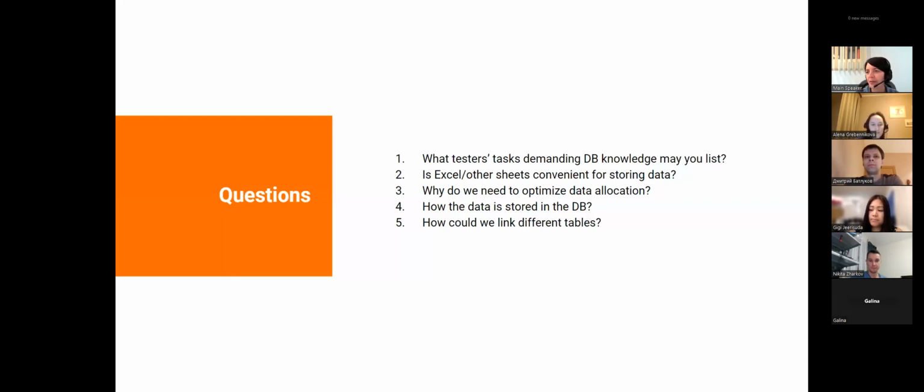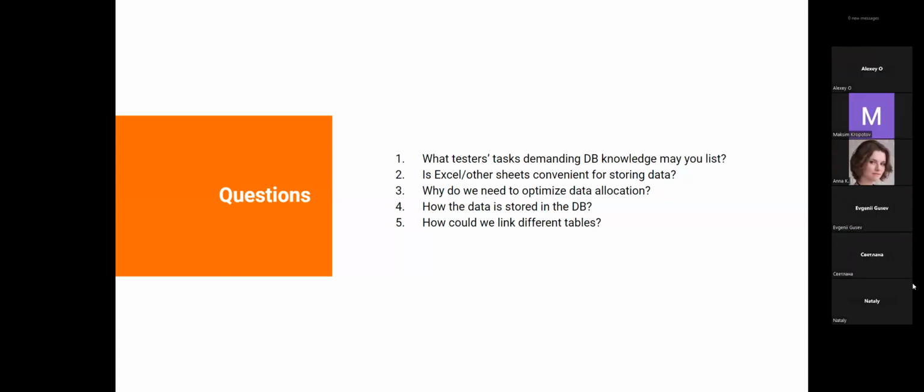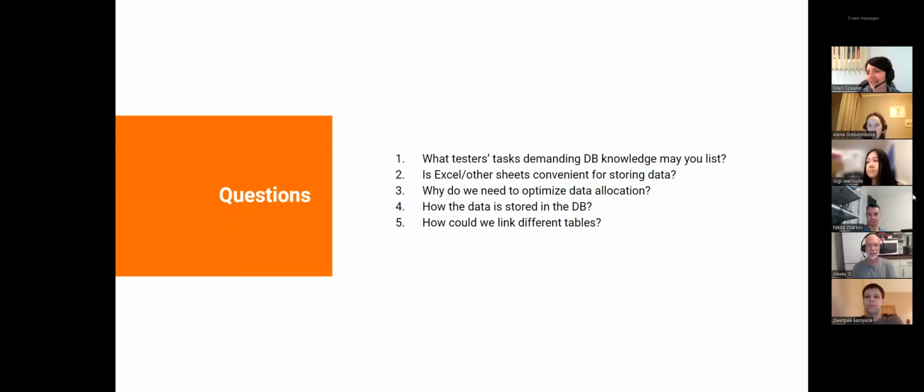And I think we answered the third question together with the second one. Yes, why do we need to optimize data allocation? But maybe somebody wants to add something to the third question. We have a lot of people who keep silent today. Maybe you can just join our discussion. Can I answer the fourth question, please? Yes. Okay. Alexei?